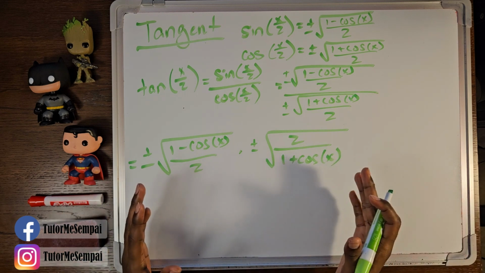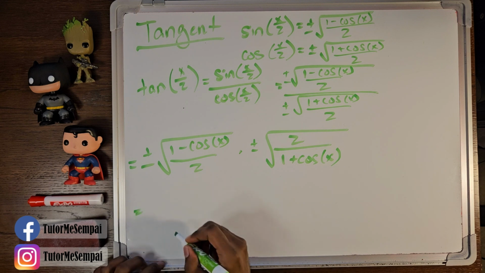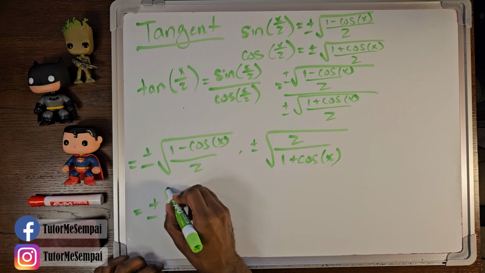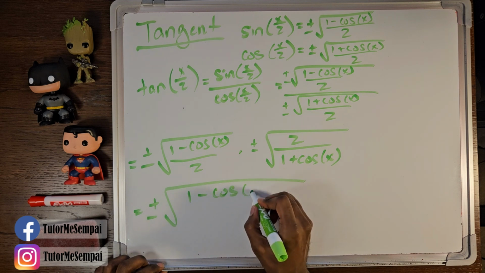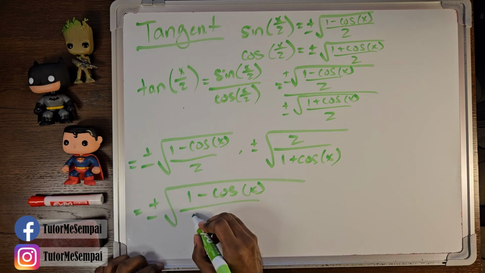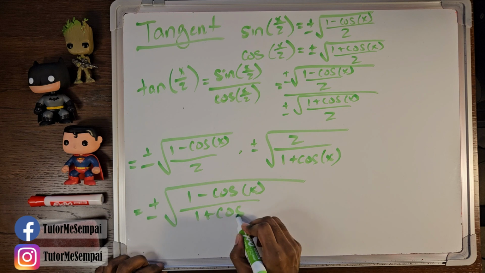Now you can simplify this, and if you did, you would get plus or minus the square root of 1 minus cosine x all over 1 plus cosine x.